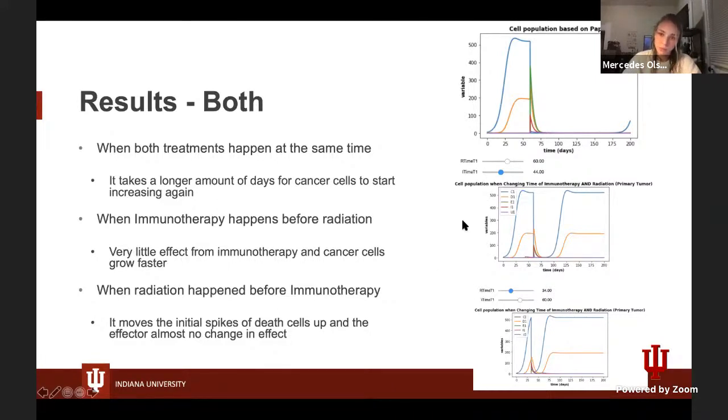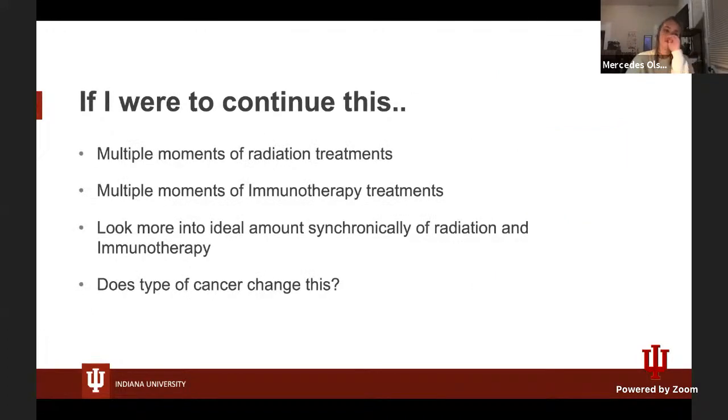And then, if I were to continue this, I'd want to look at what happens when you do multiple rounds of radiation treatments along with multiple rounds of immunotherapy. I'd look more ideally into the specific amount of the radiation and immunotherapy, which one was the best. I know the paper made a conclusion on it to help with previous research.